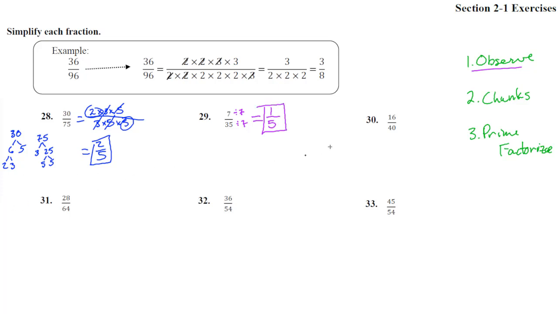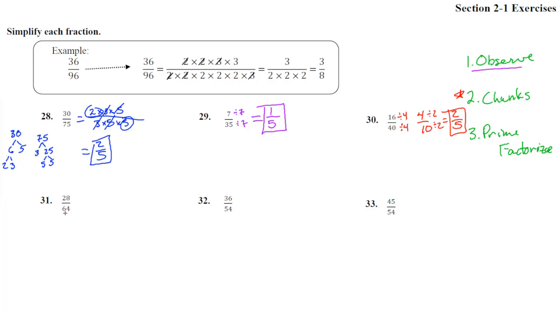Excellent. Number 30, 16 over 40. Well, they are both in the 4 times table. So if we divide by 4 and divide by 4, see how we just used that observe thing, and we got 4/10. Oh, wait, there's still something there. We could divide by 2. Yeah, so we ended up using chunks on this one. We took out the chunk of 4 and now the chunk of 2, and that gives us 2/5. Good.